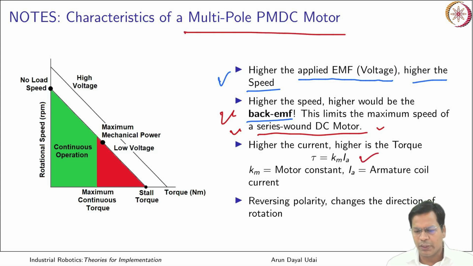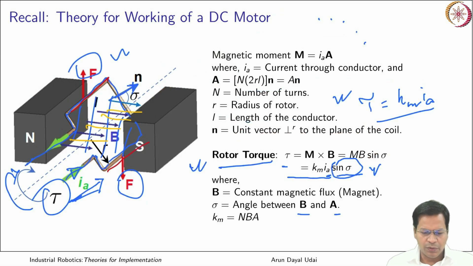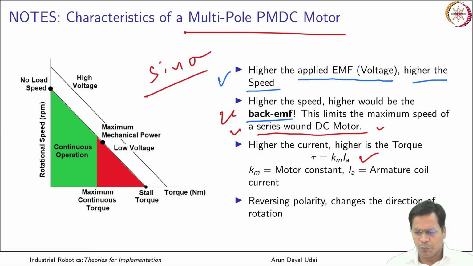In case of multipole DC motor, it is directly related, without any relation with sine sigma that you have seen in case of that. And reversing the polarity would change the direction of rotation, because that would create the forces that are induced in the coils. So this force direction will be reversed if you reverse the direction of current, and that will create a reverse torque. So these points should be noted before we begin.